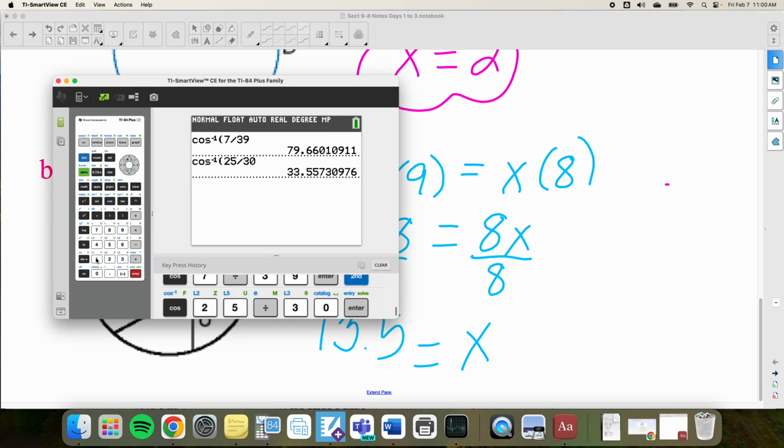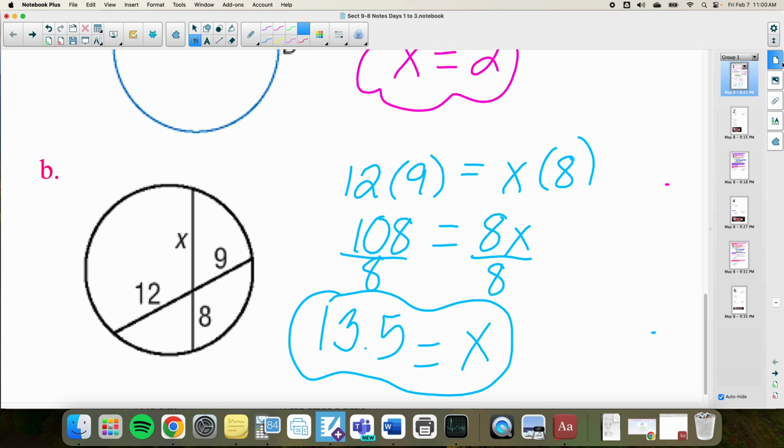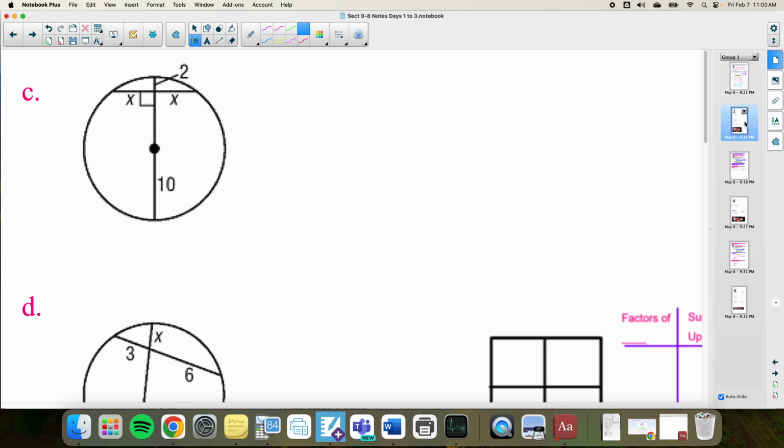Let's see. 108 divided by 8. 13.5. So those 2 were just easy algebra, okay? You're gonna see though, when we get to this next page, that we're actually having to use factoring to do some of these, okay?